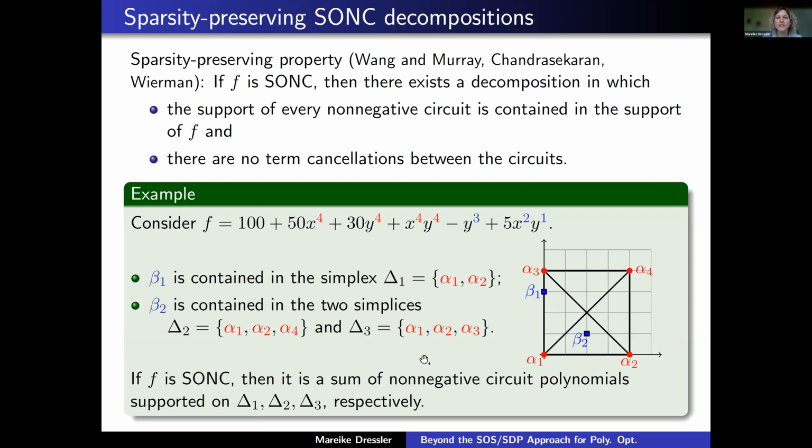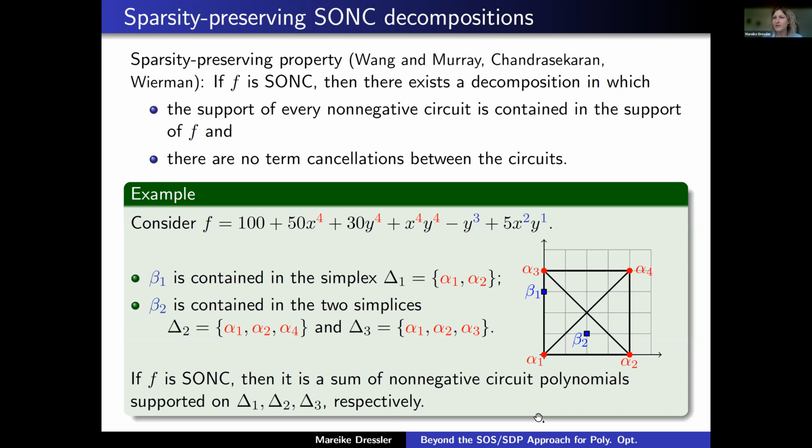And beta 2 is contained in two simplices, namely in this one, A1, A2, A4, and also in this one, A1, A2, and A3. And this result states that if this polynomial given here would be SONC, then it is a sum of non-negative circuit polynomials which is supported only on these points.